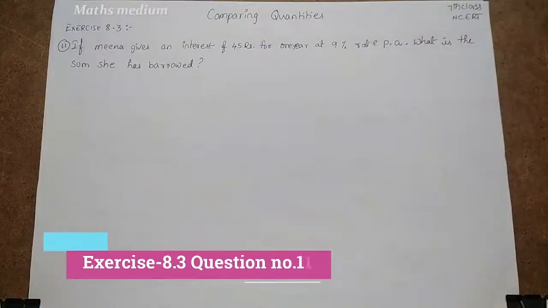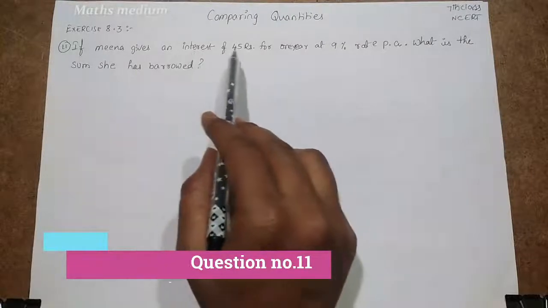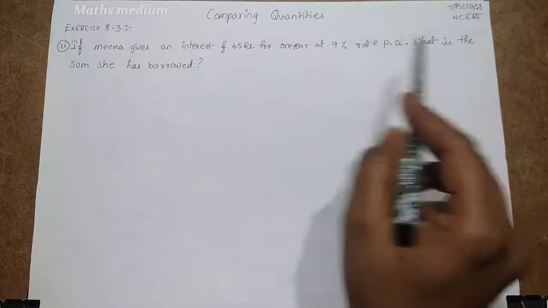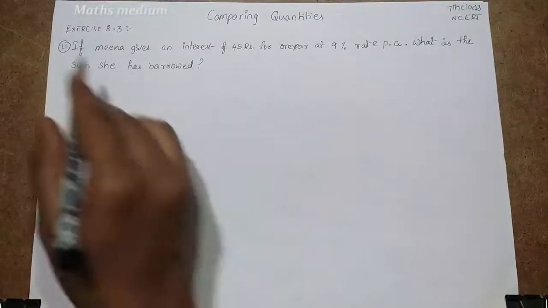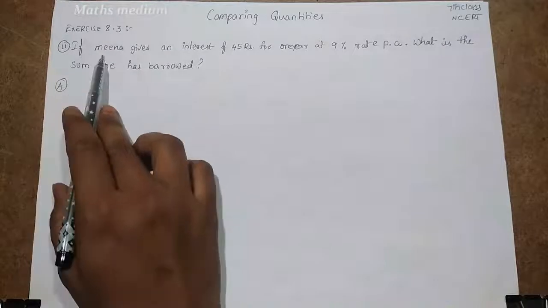Today I came with exercise 8.3 from Comparing Quantities, 7th class NCERT. Question number 11. If Meena gives an interest of 45 rupees for 1 year at 9% rate per annum, what is the sum she has borrowed? So this question comes under simple interest. So let's start with the question.